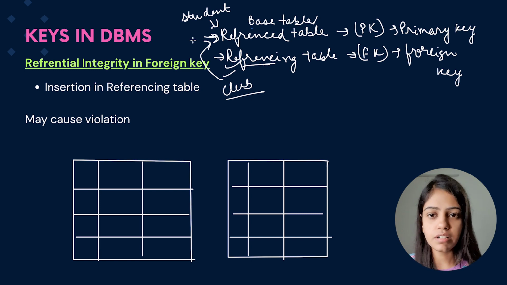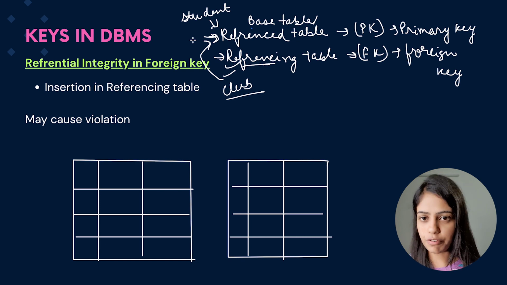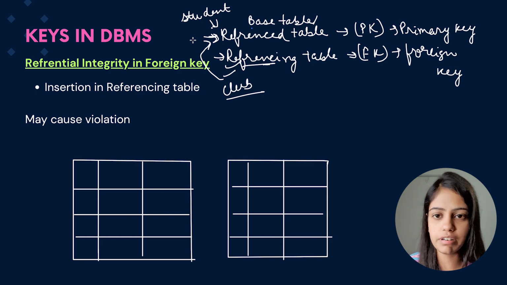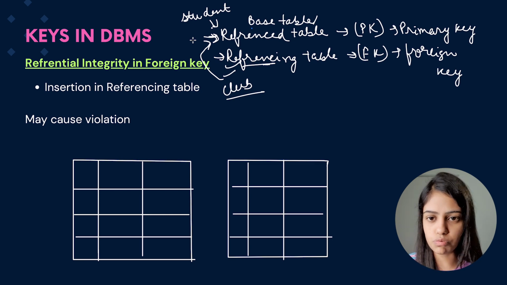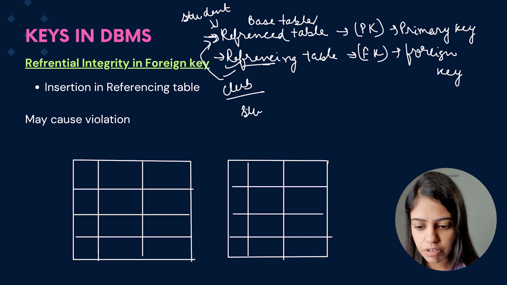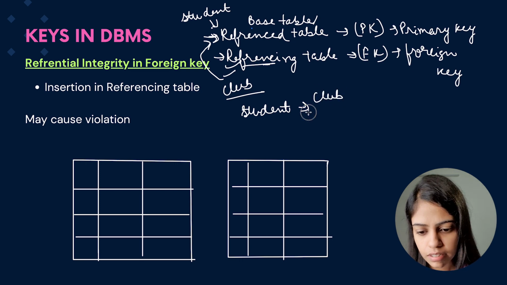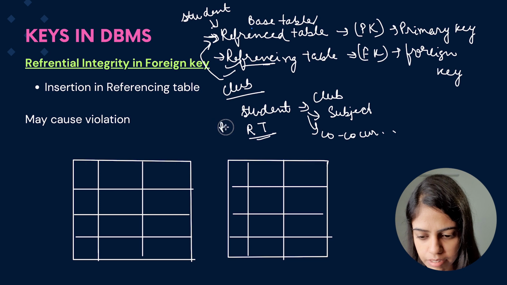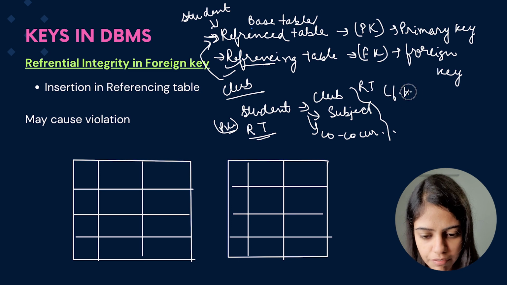So let's start from the very beginning. There is a reference table. Now there are some sub tables which acquire data from that particular table or database. So there is a reference table called student. Now student has so many referencing tables, like the club which the student is a part of, subject, co-curricular details and much more. So basically this is a referenced table which has a primary key, and these are the referencing tables which have a foreign key.